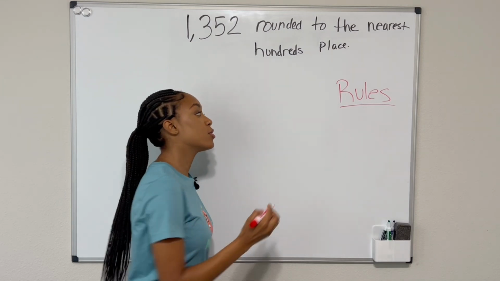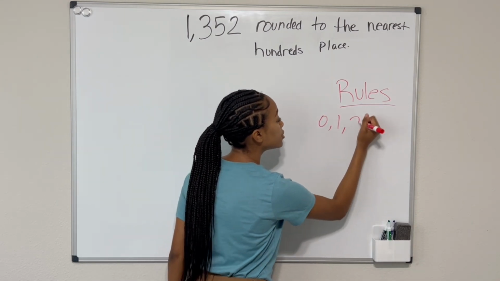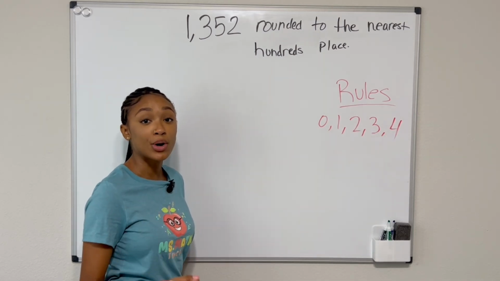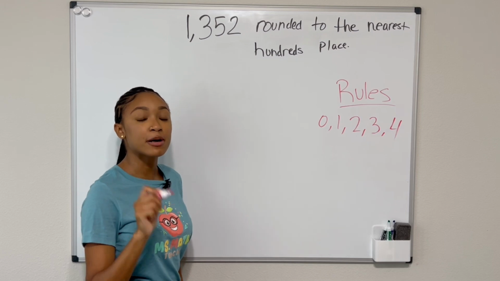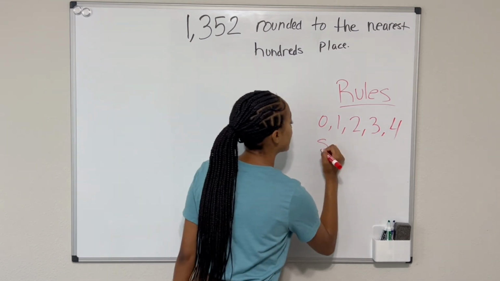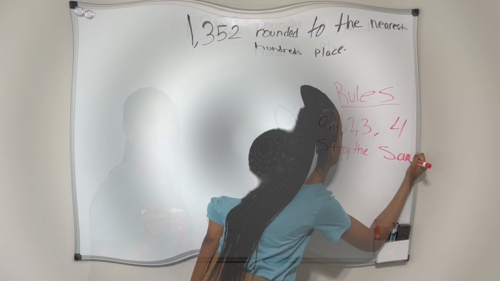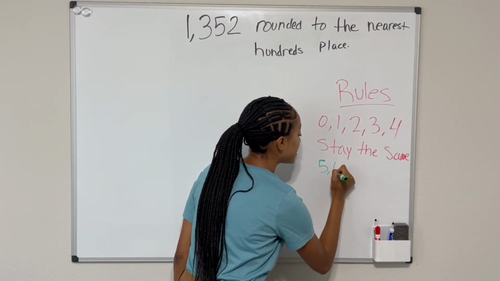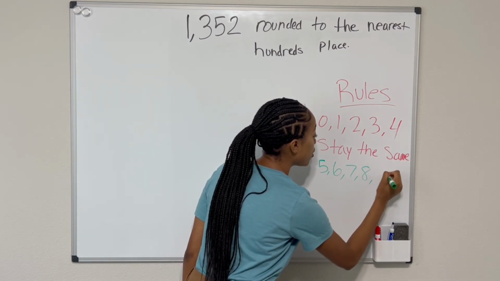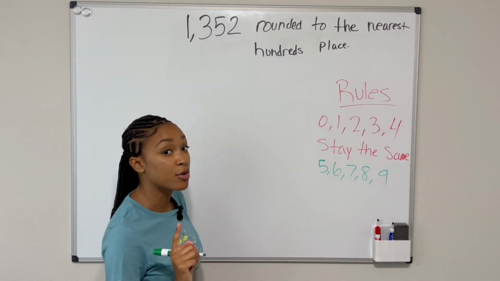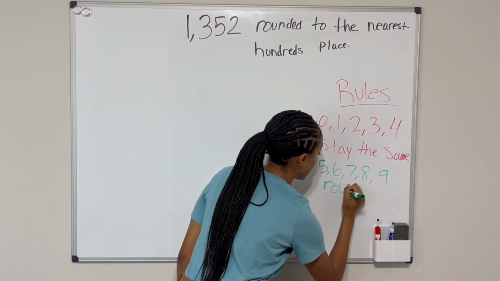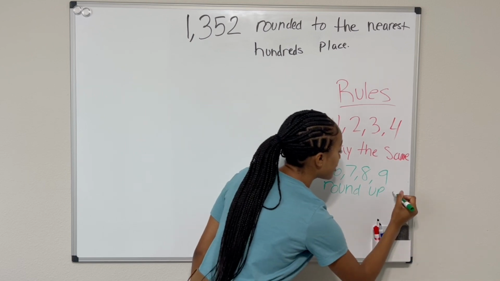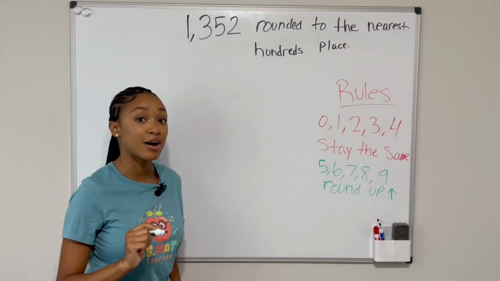Our first rule, we're going to write 0, 1, 2, 3, and 4. If the number is 0, 1, 2, 3, or 4, the number is going to stay the same. Let's write down stay the same. The second rule, if the number is 5, 6, 7, 8, or 9, you're going to round up. So we're going to write down round up. And I'm going to put an arrow to remind myself to round up.